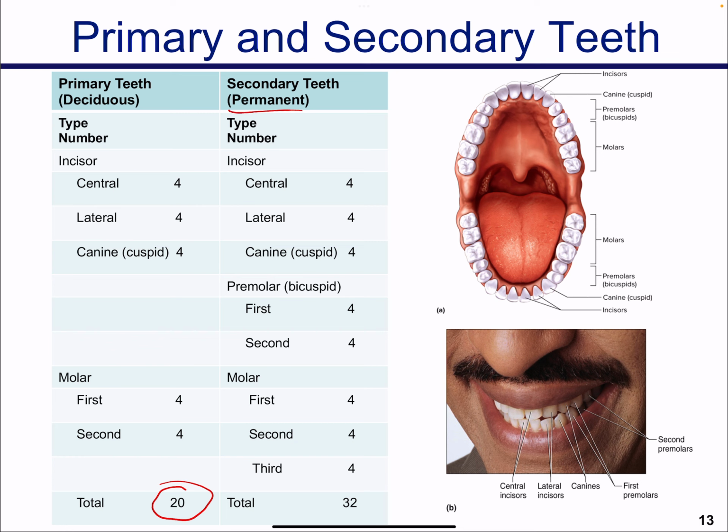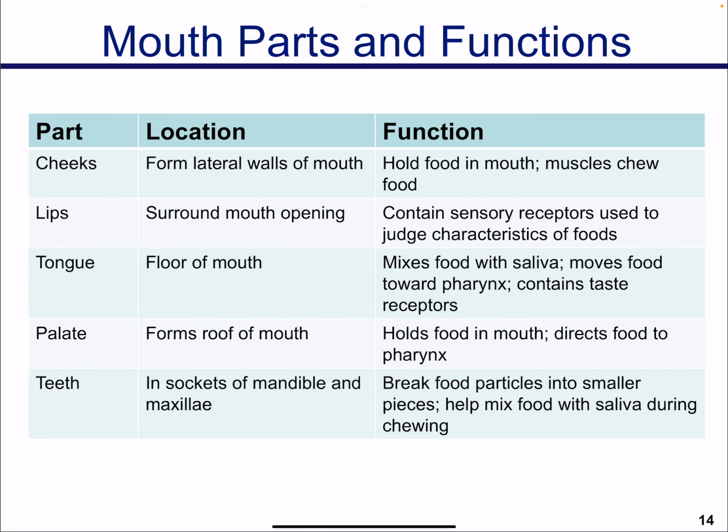Now, by the time you have all your permanent teeth, you have 32 teeth. And again, I'm not going to bug you with the specificity here, right? I want you to remember that you have 16 teeth in the upper jaw and 16 teeth in the lower jaw. Now, different parts of the mouth, we're going to have the cheeks, okay? What is the job of the teeth? The teeth, their job is to hold food in the mouth.